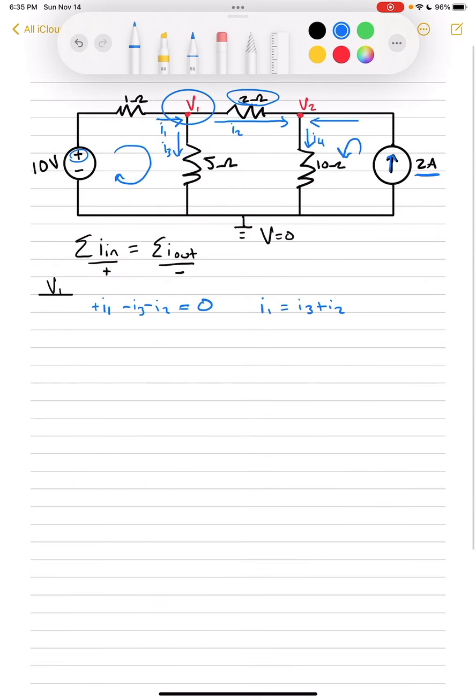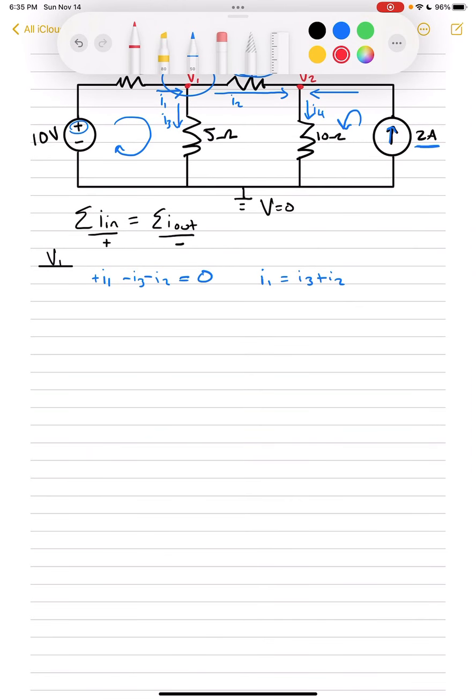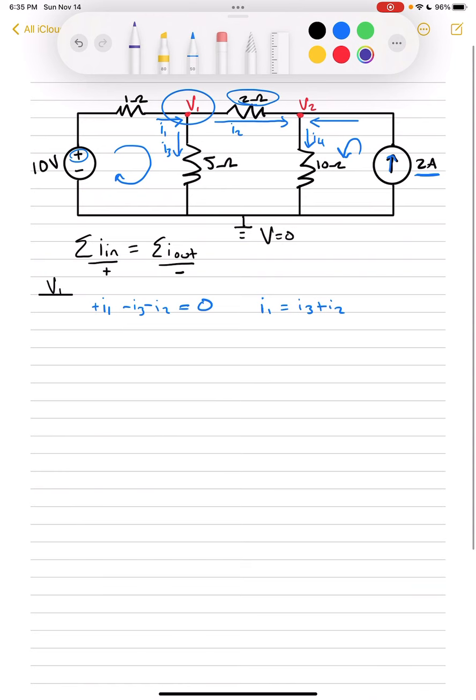So we have these equations here with the current, but the question is, how do we get these currents? What does I1 really mean? So we can go back and look. And current, we know, is defined as the voltage on the positive terminal minus the voltage of the negative terminal over the resistance.